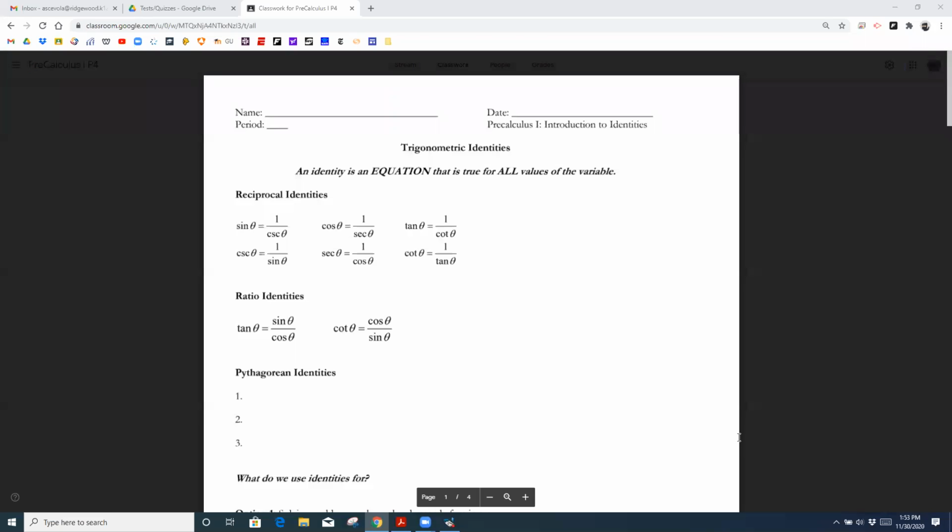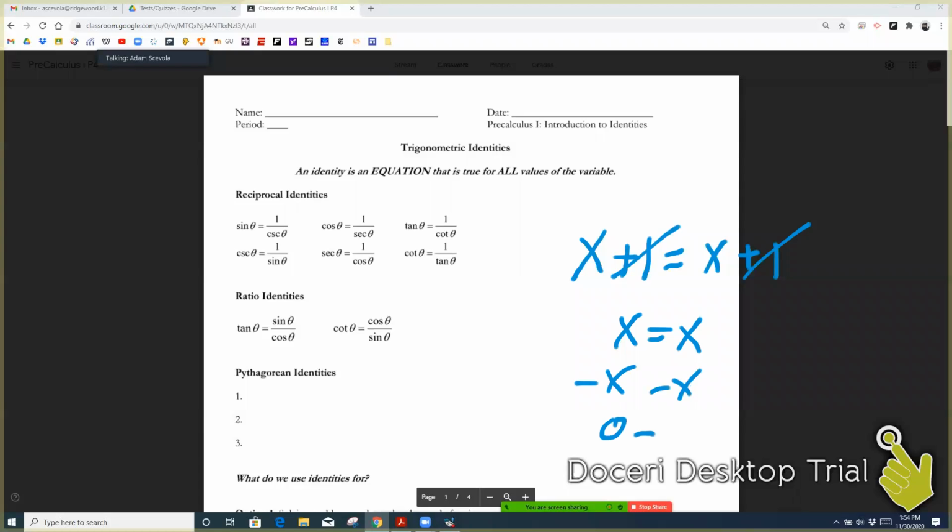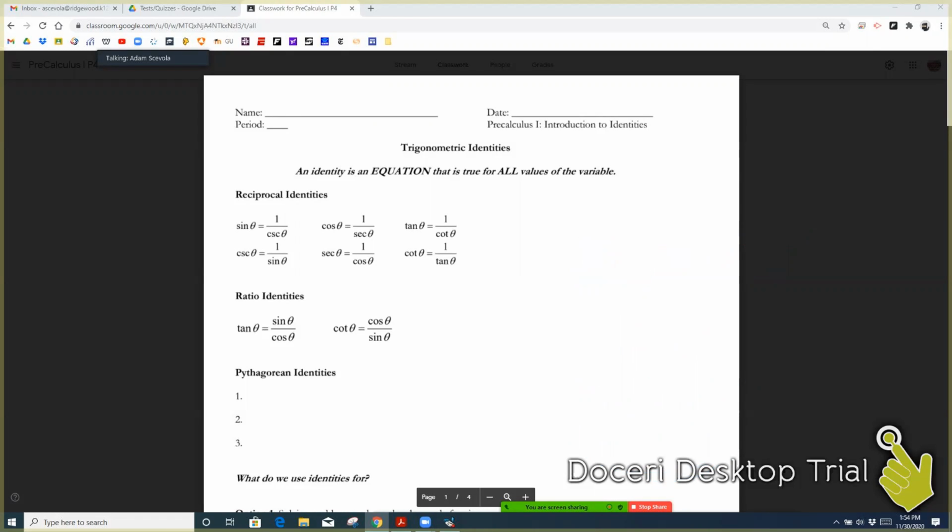All right, so in this recorded Zoom lecture, we're going to talk about identities, trig identities in pre-calc. An identity is an equation that's true for all the values of a variable. So any formula that you've used is pretty much an identity. Whenever you solve an equation, like if I said x plus 1 is equal to x plus 1, and you went to go solve it, and you got x equals x, then you subtracted x on both sides, and you got 0 equals 0, that's an identity. When you solve an equation and all the variables cancel out, that means it's true for all values of x, for all real numbers.